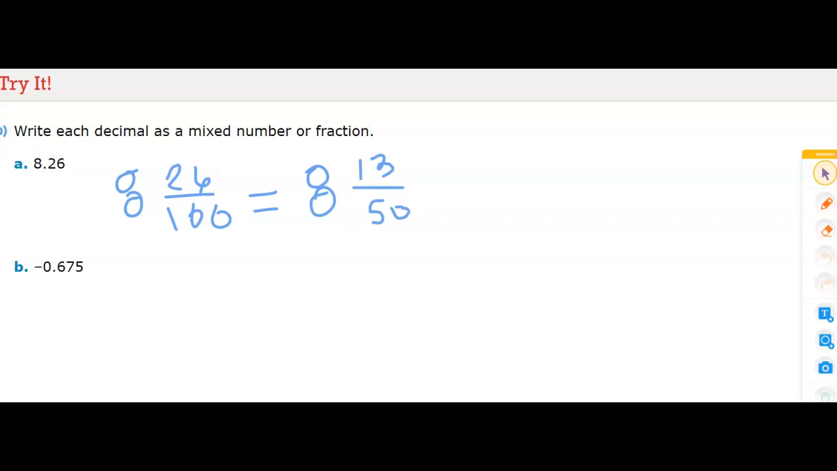And for B, we have 675 thousandths. So that goes over 1,000. And then you simplify. Off the top of my head, 5 is a common factor, but I think there's a bigger common factor. The bigger common factor would be 25. So 675 divided by 25 is 27. And then 1,000 divided by 25 is 40. And this would be negative because we started with a negative.